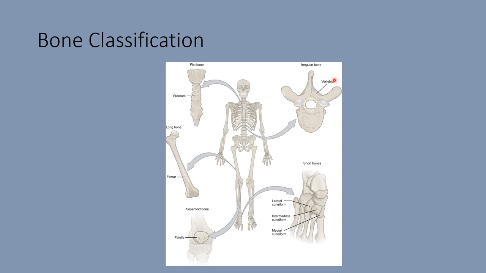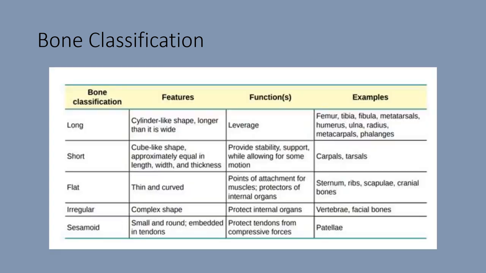And then irregular. I mean, here's a vertebrae. How are you going to classify that? Well, it's not long, it's not flat, it's not short, and it's not embedded in the tendon. So where do you place it? It's in that catch-all category of irregular. And this table is showing once again the different bone classifications, what their function is, different little features about it, but some examples, and I think knowing some of these examples helps.